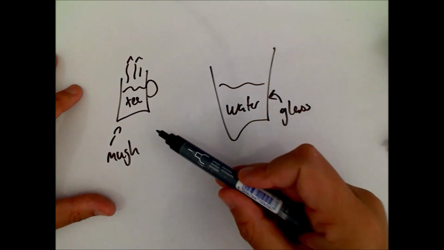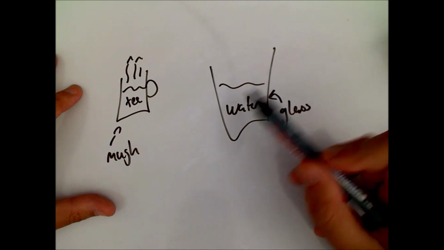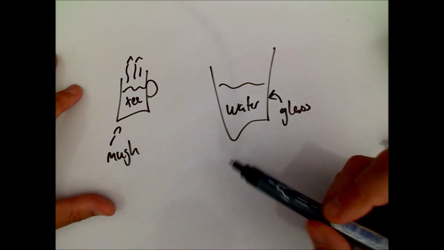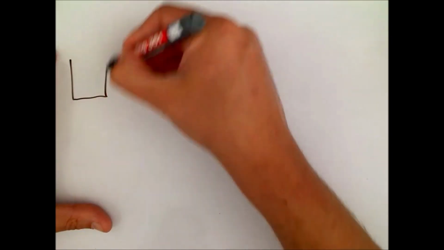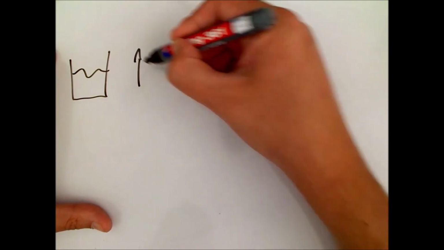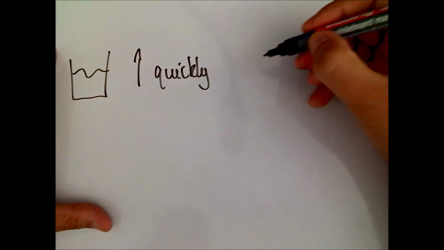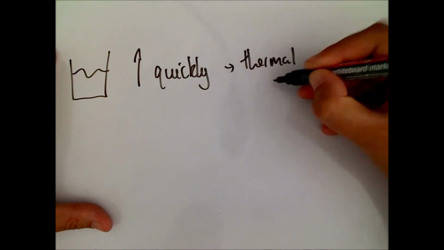Now they're both solids, so we know it's both going to have conduction involved. So why is it that the glass would get too hot and a mug doesn't? Well, clearly different materials have different rates of energy transfer. If a material like our glass transfers energy really quickly, we would call that a thermal conductor.